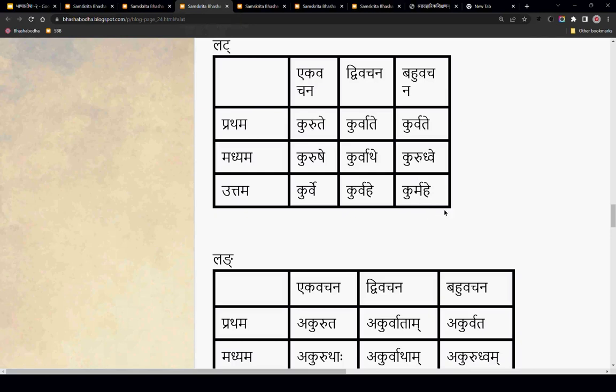So then, how do we say the same sentence? We are doing the work. Vayam karyam kurmahe. Kurmahe. Kurmahe. Vayam karyam kurmahe.